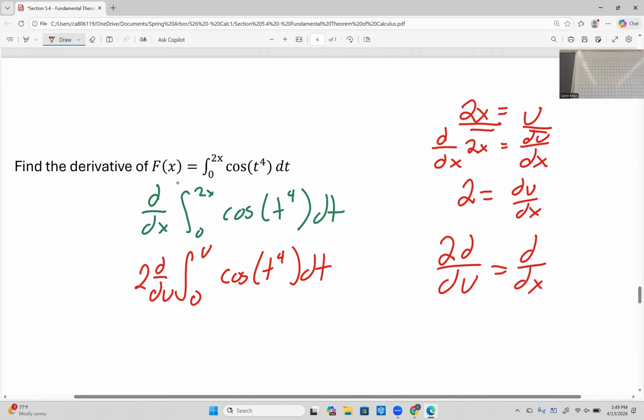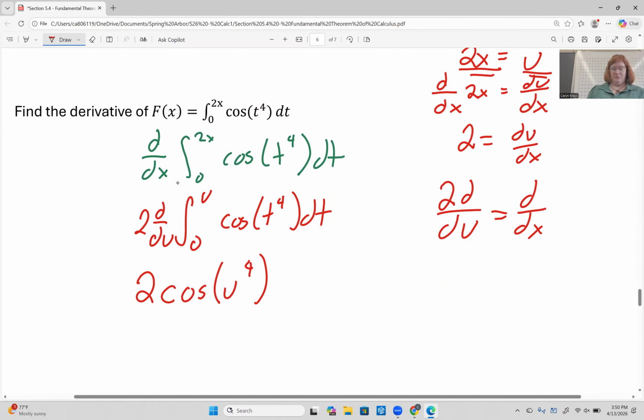Now, second fundamental theorem of calculus, do they match? Does the variable in the du and the variable in the upper bound match? Yes. So now I can substitute this u in place of t. So I'd have 2 cosine u to the 4th. And then last question. What is u in terms of x? 2x.